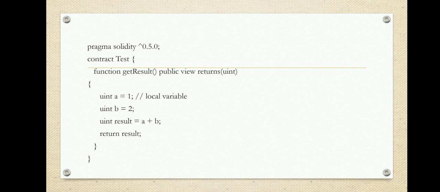Within the function we have local variables, that is a, which belongs to the unsigned integer. a is equal to 1, b is equal to 2. Then a result variable, which computes the sum a plus b, and we are trying to write the result back to the function. So like this we can define the functions in Solidity programming.